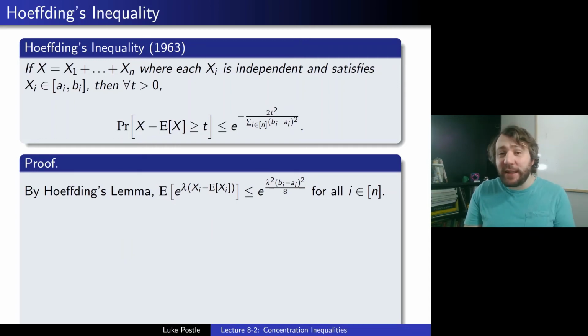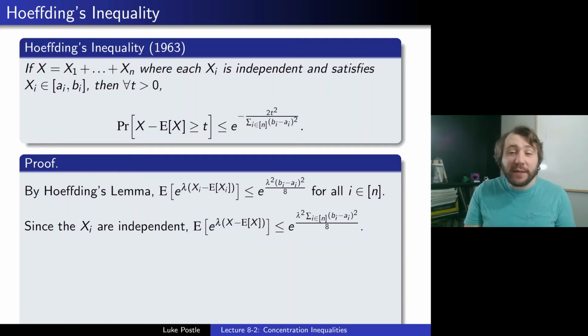We're just going to use Hoeffding's lemma. So by Hoeffding's lemma, we would know that if we look at X_i minus E of X_i, then the expectation of e to the lambda of that is at most e to the lambda squared (b_i minus a_i) squared over 8 for all i. So that's the work we've done. And now, since the X_i are independent, the expectation of e to the lambda (X minus E of X) would just be the product of their expectations by independence. So then we get this upper bound of e to the lambda squared times the sum over the i's of (b_i minus a_i) squared over 8.